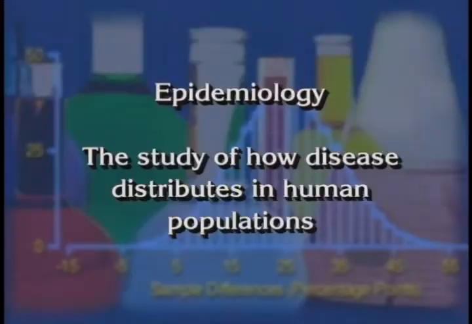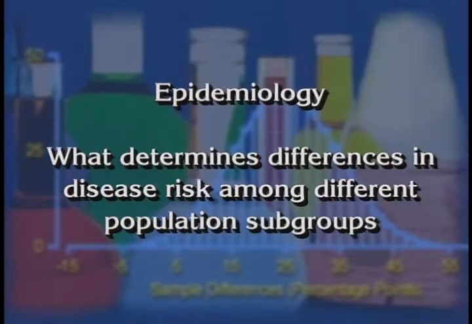This slide shows you one such definition. It is the study of how disease distributes in human populations and what determines differences in disease risk among different population subgroups. Why does one group of people have a higher risk of disease than another? What can we learn from that? How can that help us to prevent disease?